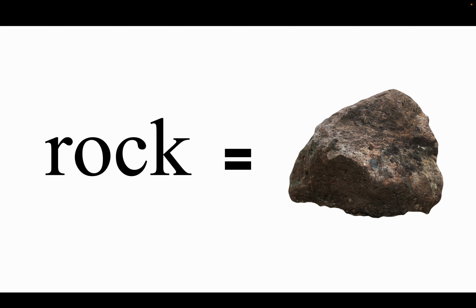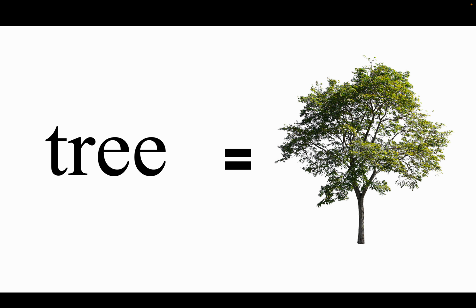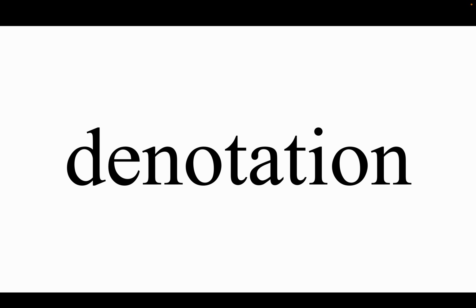For example, rock means one of these. So when you see the word rock, you know exactly what it is referring to. The word tree has a denotation of one of these things, right? Now this is actually an image of a tree, it's not a real tree. But when I say tree, hopefully you know what I mean. That's the denotation of the word tree, the denotative meaning, okay?